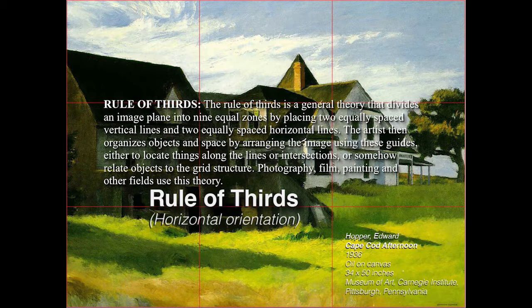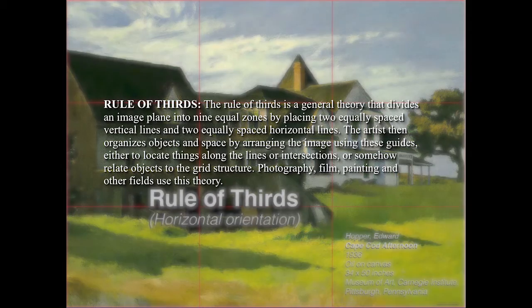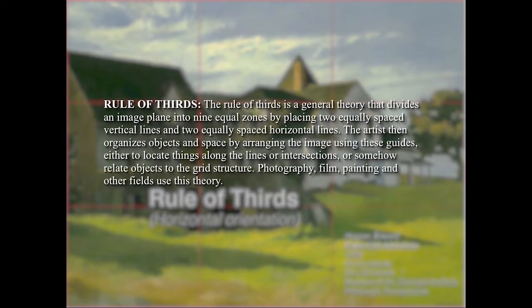So, some design theories that you can use for composition. The rule of thirds. The rule of thirds is a general theory that divides an image plane into 9 equal zones by placing 2 equally spaced vertical lines and 2 equally spaced horizontal lines. The artist then organizes objects and space by arranging the image using these guides, either to locate things along the lines or intersections, or somehow relate objects to the grid structure. Photography, film, painting, and other fields use this theory.